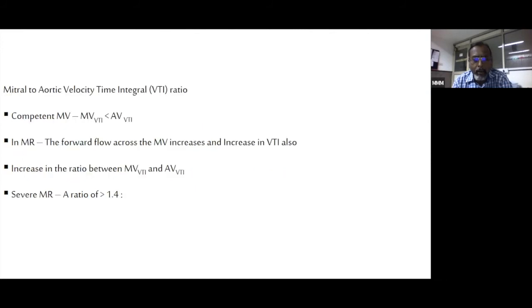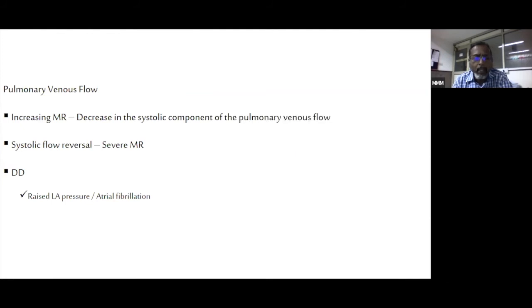Then when the mitral valve is competent, usually the VTI is less than the aortic valve VTI. But when there is severe MR, the flow across the mitral valve increases, and the VTI across the mitral valve increases, so the ratio may change. A ratio of more than 1.4 is indicative of severe MR.